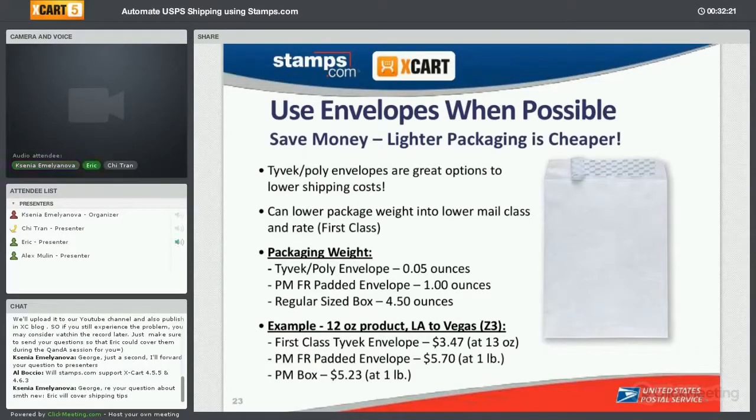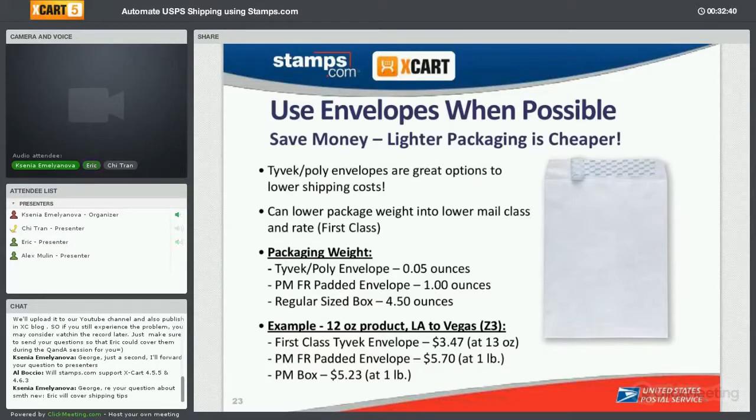For a 12-ounce package going from LA to Vegas, which is Zone 3 from Los Angeles, the first class package going through a Tyvek envelope is only $3.47. And by the way, that's a 12-ounce product, so adding the Tyvek envelope only brings it up to half an ounce, so you're able to still ship it.